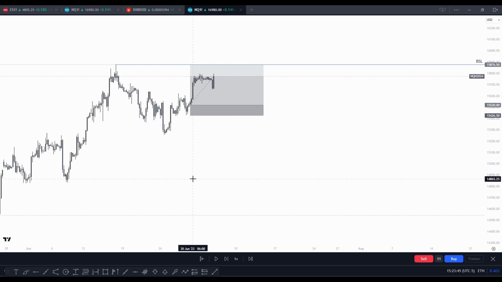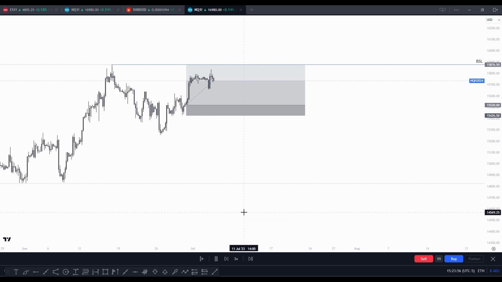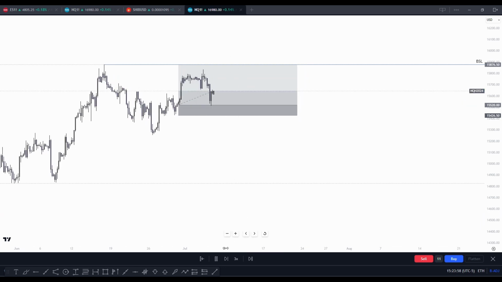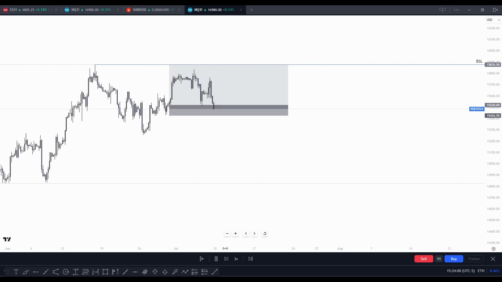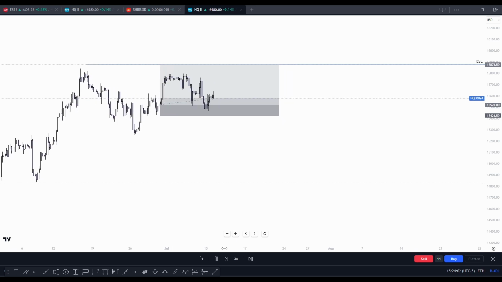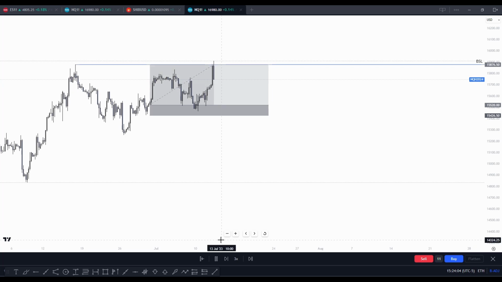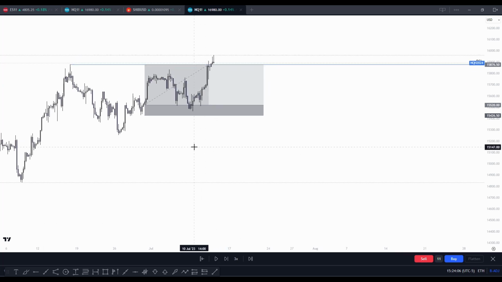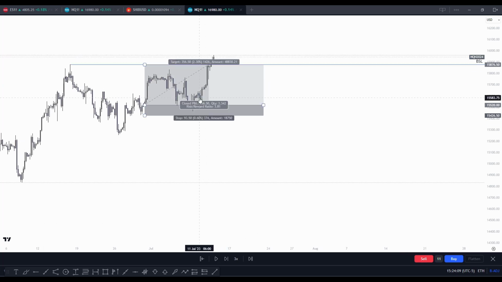If we get a pullback, great. If not, that's also fine. We do not force trades. We have to let the trades come to us. And perfect. There we go. A 3.81 risk to reward. Entry was off the equilibrium block.